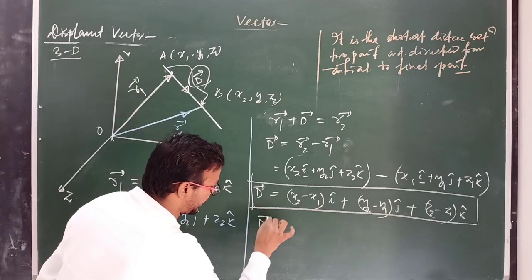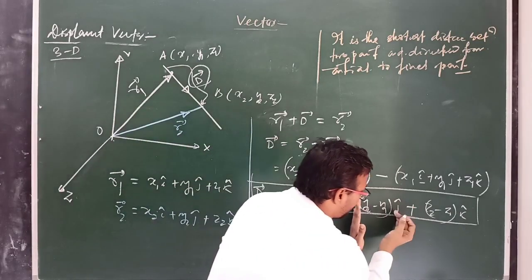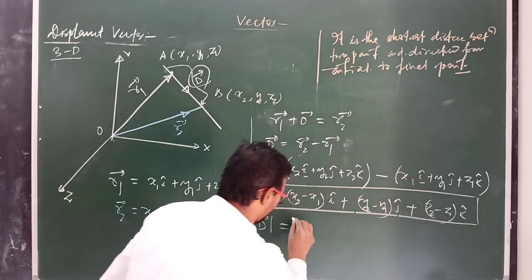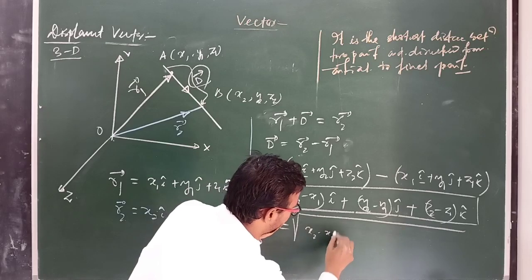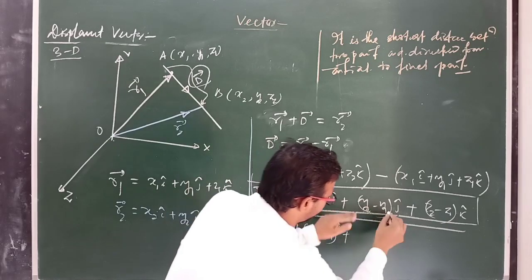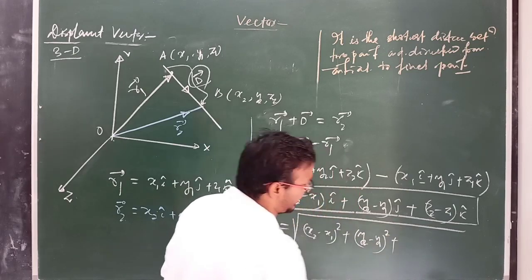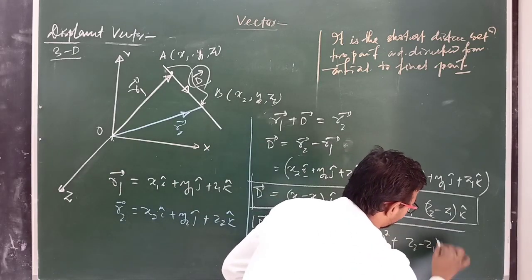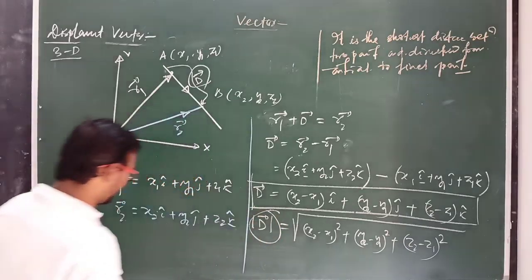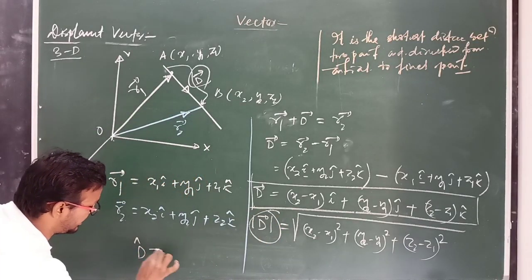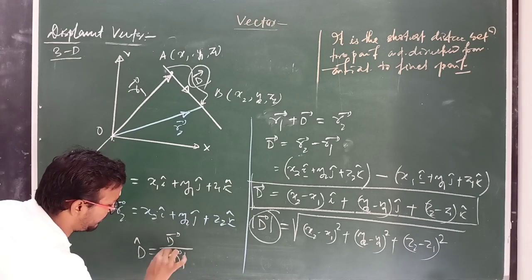And you can find the magnitude of the displacement vector, that is square root of a square plus b square plus c square. So you can write here a square means (x2 minus x1) whole square plus (y2 minus y1) whole square plus (z2 minus z1) whole square. This is the magnitude of the displacement vector, and you can write the unit vector, that is d cap equal to d vector by magnitude of d vector.